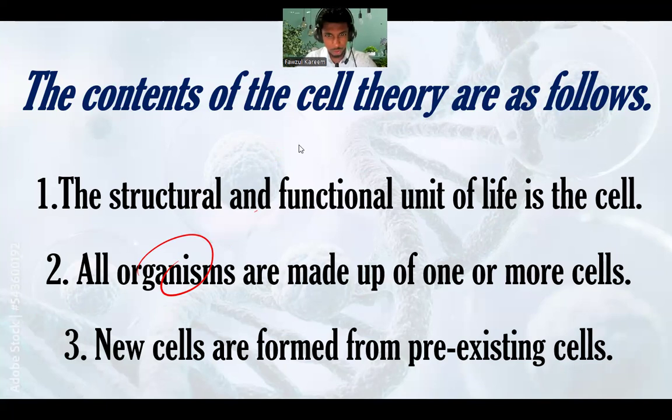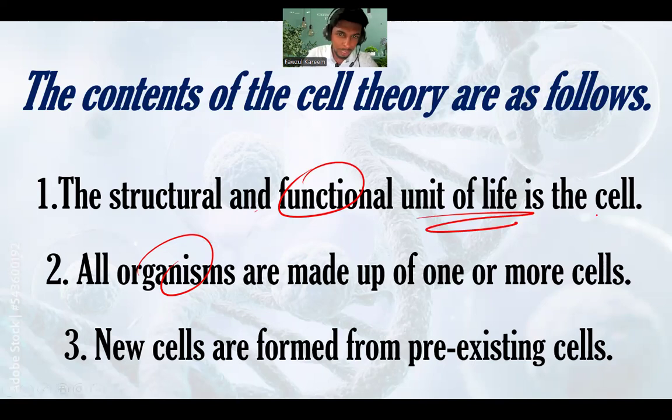Okay, Nida, yes, very good. Schleiden and Schwann, they are the ones who introduced the cell theory. And there are three points in the cell theory. What are they? The structural and functional unit of life is cell. All the organisms are made up of cells. And new cells are formed from the pre-existing cells.